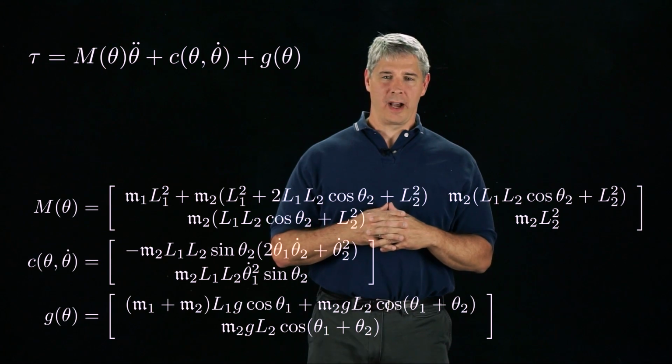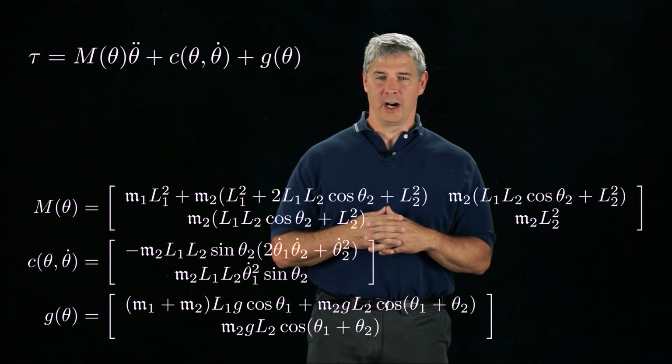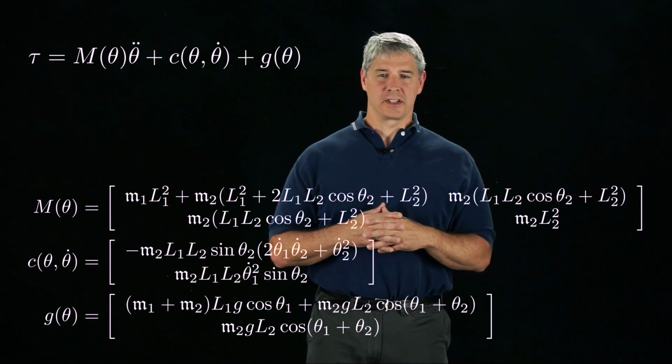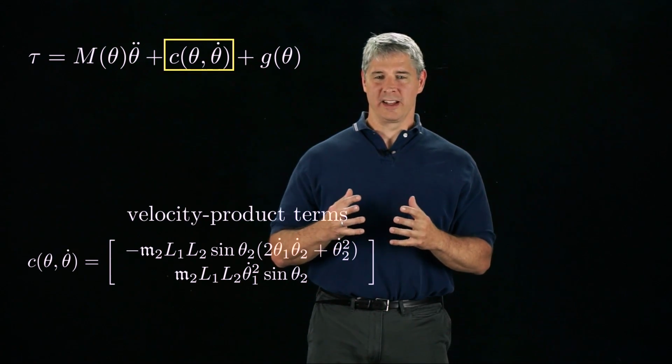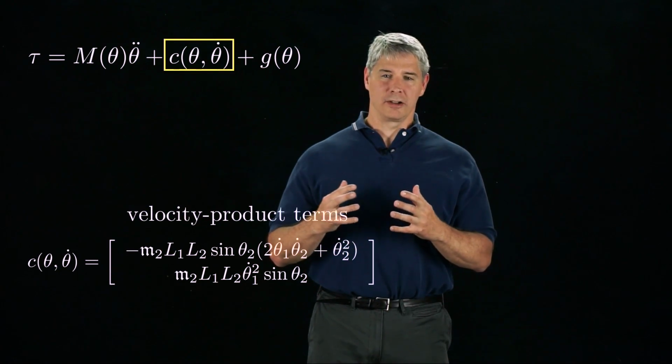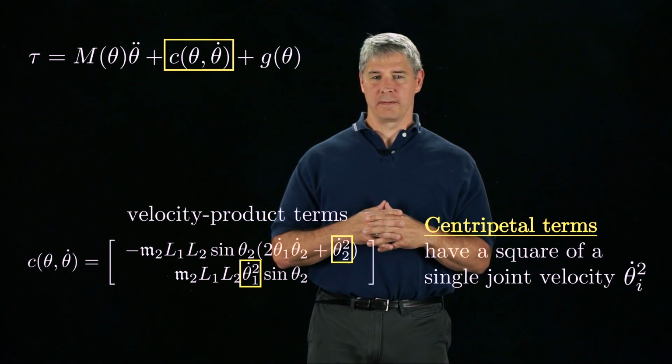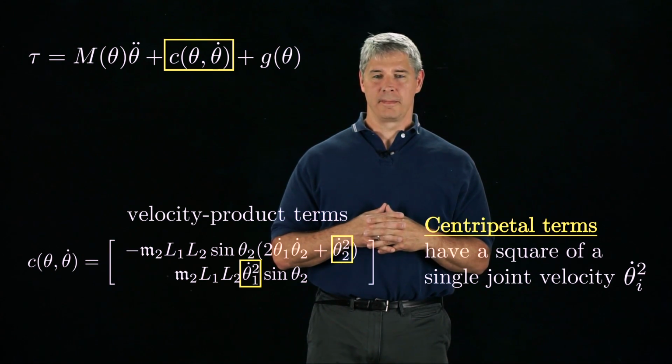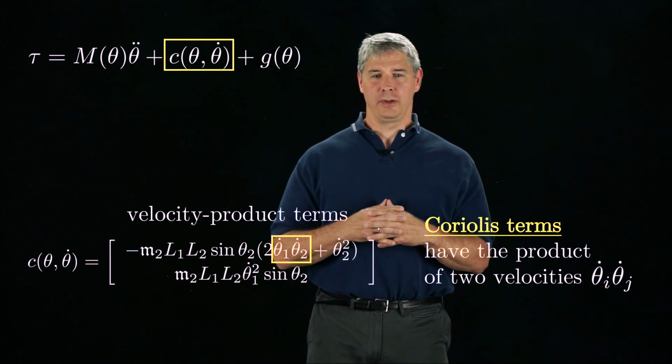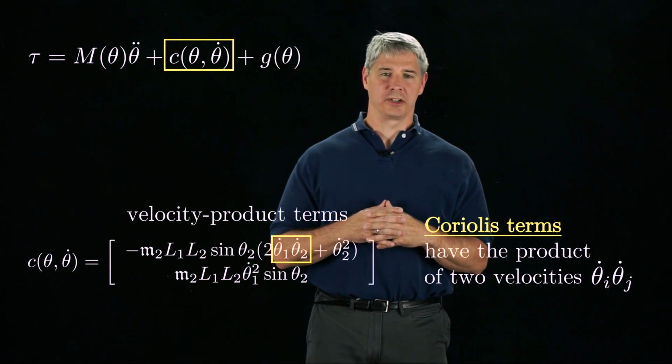In the last video, we derived the equations of motion for a 2R robot. In this video, we focus on the velocity product terms c of theta, theta dot. In particular, terms that have the square of a single joint velocity are called centripetal terms. Terms that have a product of two different joint velocities are called Coriolis terms.